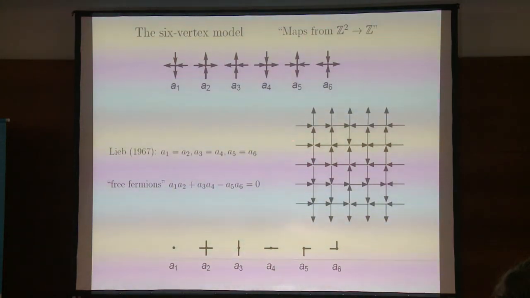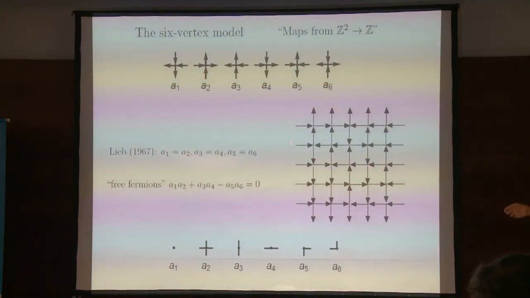And locally, the six vertex model, you can define it as orienting the edges of the grid so that at every vertex, two arrows come in and two arrows go out. And there are six ways to do that locally at a vertex. And we associate to each local configuration a weight, A1 through A6. Now here's a typical configuration, right?